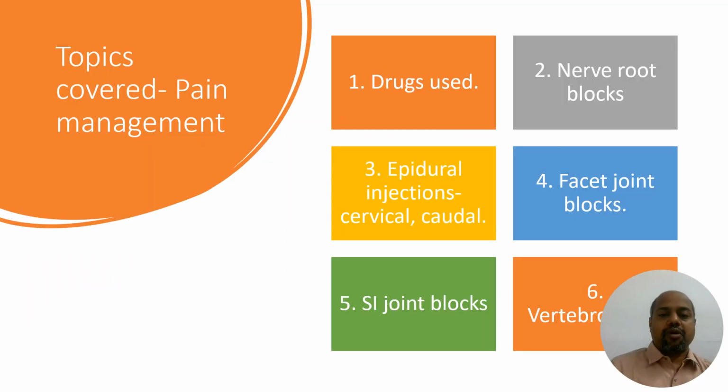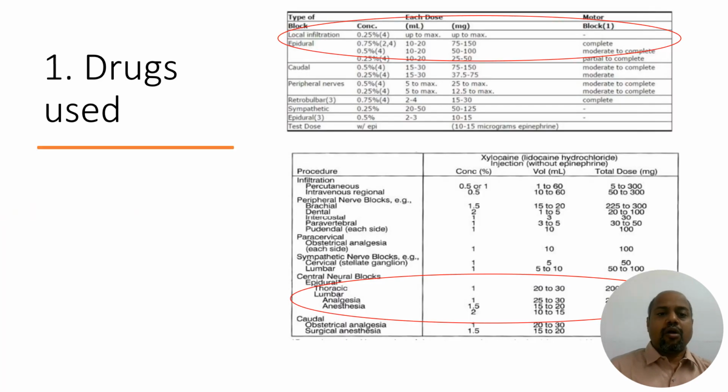So the topics we will be covering are drugs used, the nerve root blocks, the epidural injections, the cervical and the caudal, the facet joint blocks, the SI blocks, the sacroiliac blocks, and vertebroplasty. Now here we are going to talk about the drugs used.